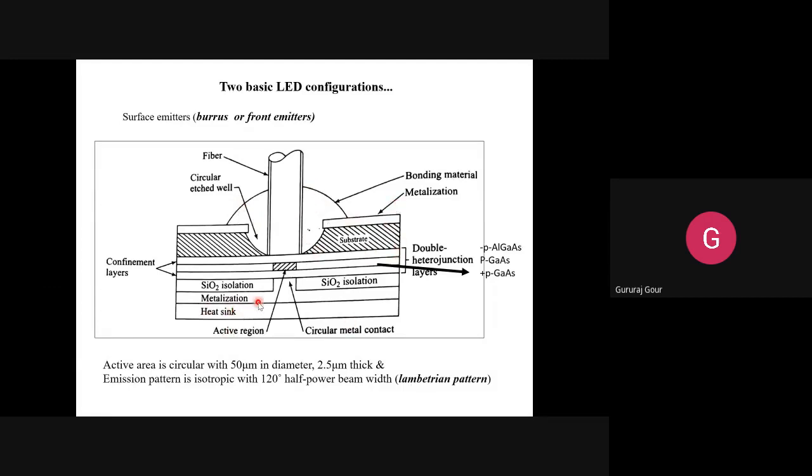Here you got two metallization layers. This one, the top one, and another one here below the silicon dioxide isolation layer. So whatever metal contact you are going to make with this will be isolated from this metal structure by the silicon dioxide isolation layer. So a circular metal contact is there, with a small gap from this structure.